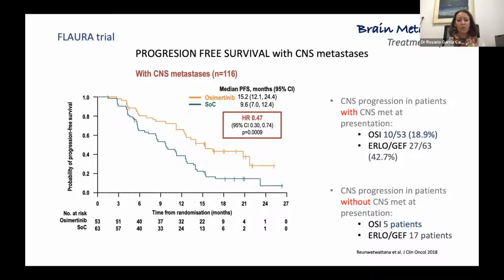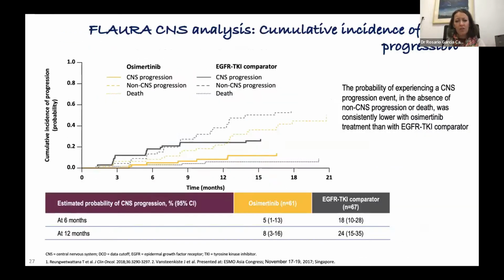And again, progression-free survival for those patients with brain metastases has a hazard ratio of 0.47: 15 months for those receiving osimertinib, 9.6 months for those receiving standard of care. And it's not only that the agent is active at the brain level, where we can see the response rate and analyze the PFS. It's also this kind of protective effect at the brain level. And I think this is really relevant when we talk about advanced non-small cell lung cancer and how negatively the development of brain metastases impacts prognosis, but also, really important, quality of life.